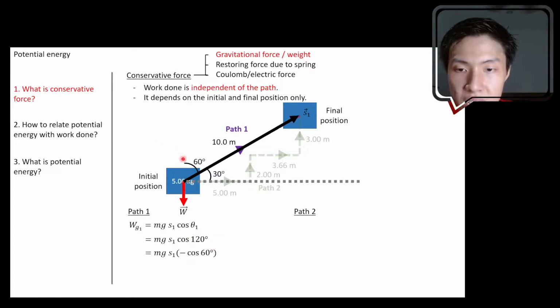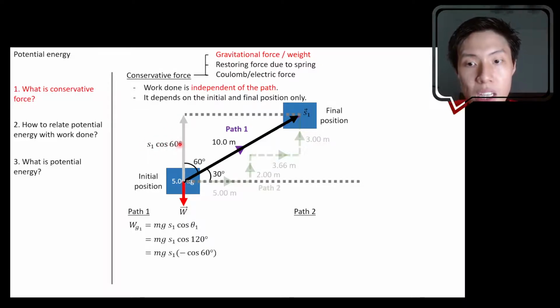cos 60 is just resolving this vector s here to find the component that is parallel to the weight. But now we have this negative sign here because this s1 cos 60 degree here is pointing in the opposite direction to the weights that we have over here. That's why we have the negative sign. So after that, what do we do is just rearrange our equation. Well, this is the s1 cos 60 degree that I mentioned earlier.